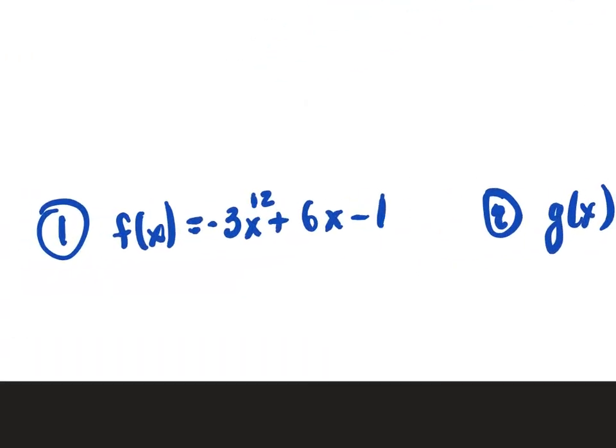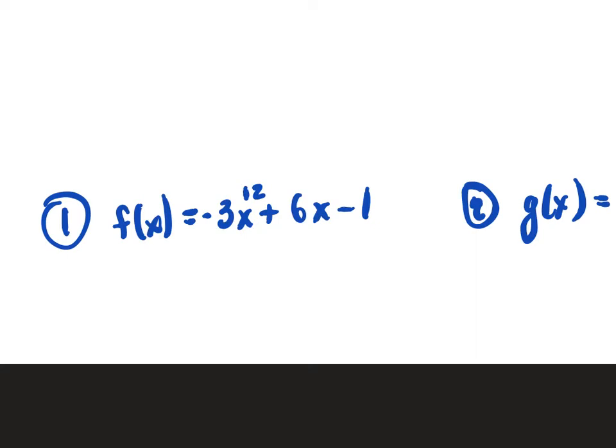All right, first thing I want you guys to talk me through: how many turns or bumps would this graph have if I were to graph it? How would I figure that out? What's the highest exponent you see? 12. So to find out how many turns or bumps, you say n minus 1. So I'd have 11 turns or bumps. So it'd be like this, something like that.